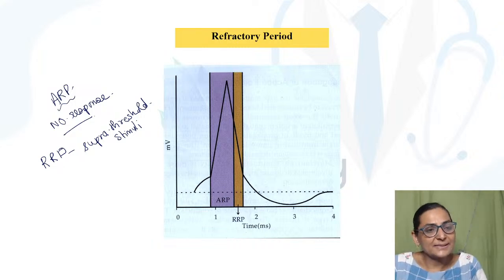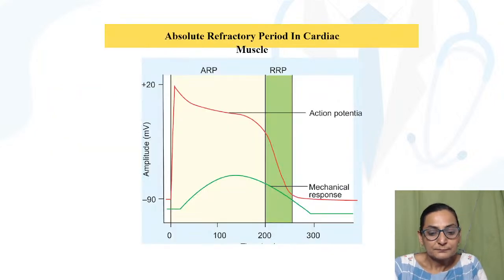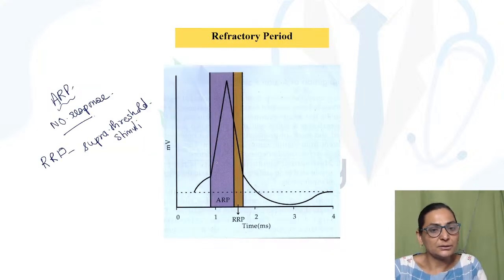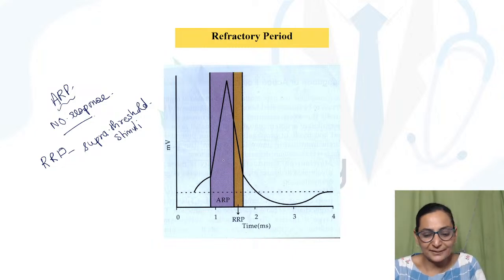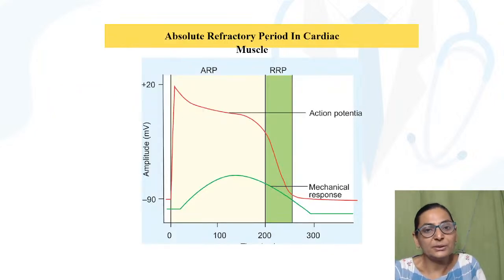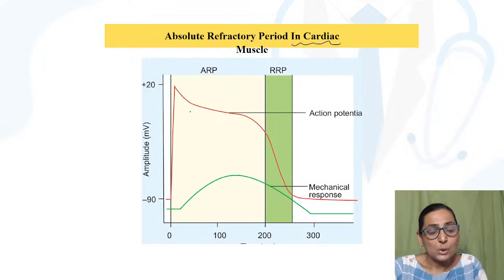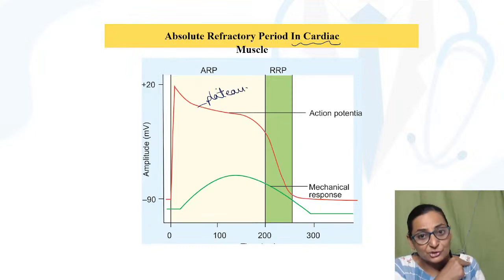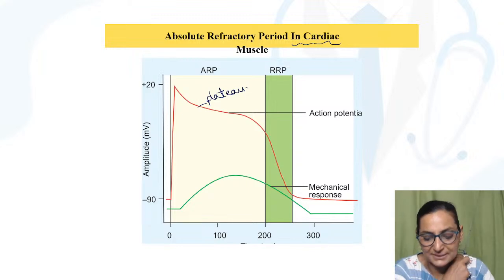So, what is the reason of this absolute or this relative refractory period? Before that, एक बात और देखो आप. This is the nerve, and similar is the absolute refractory period in the case of the skeletal muscle. Now, if you look here into the cardiac muscle, which is having a plateau phase, and that is responsible for the longer duration of the action potential in the cardiac muscle.